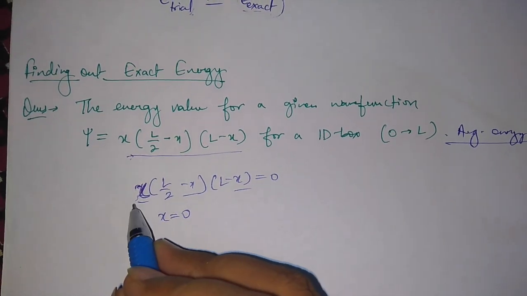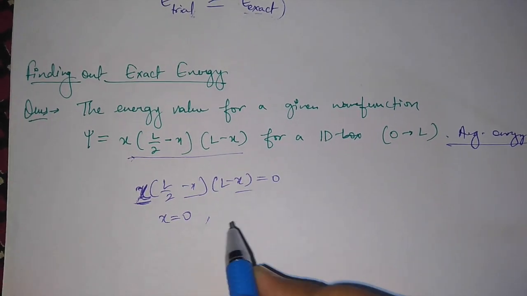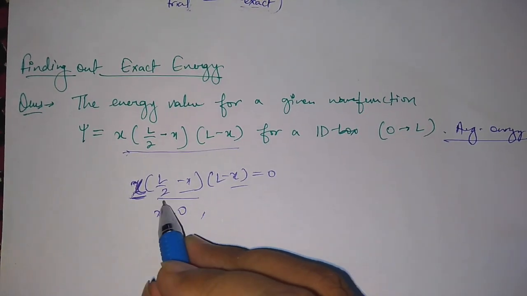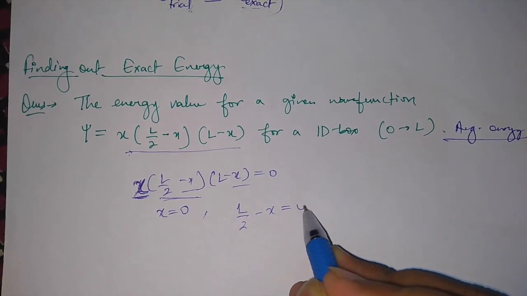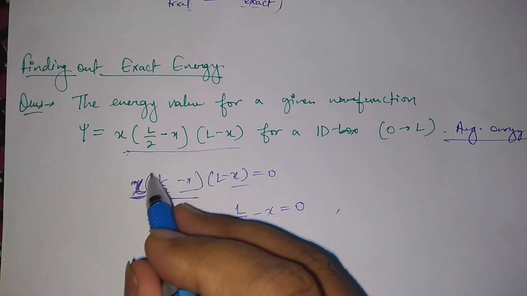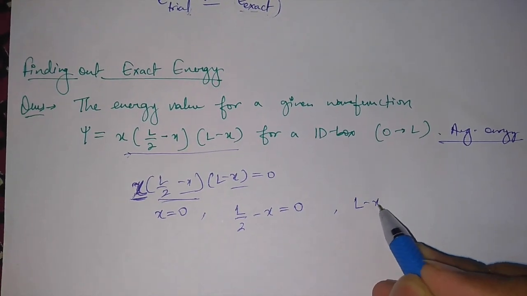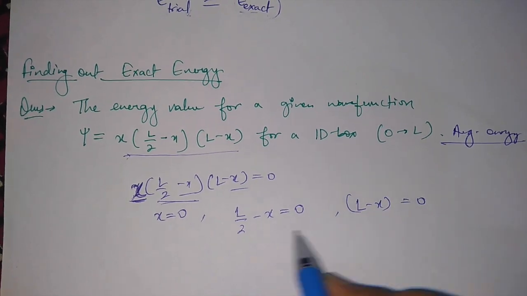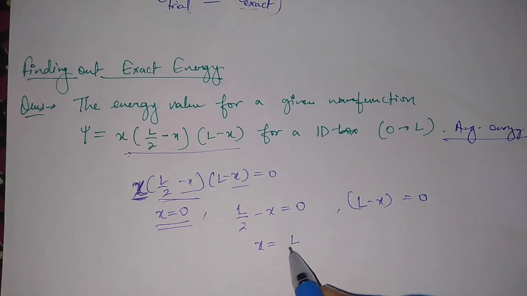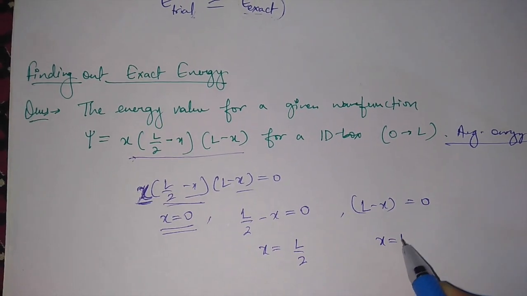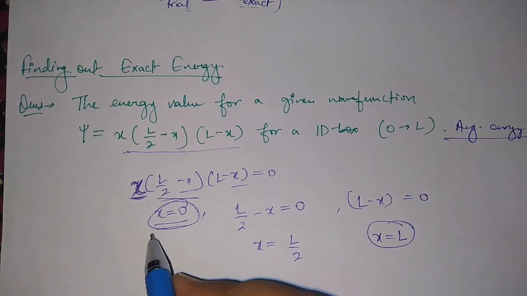The first one will be x = 0, if you just take this term and equate it to 0. The next one will come from this bracket: L/2 - x = 0. The third term is L - x, which I equate to 0. So x = 0 I already got; over here you will get x = L/2, and over here x = L. Now this particular one and this particular one are the boundary conditions.